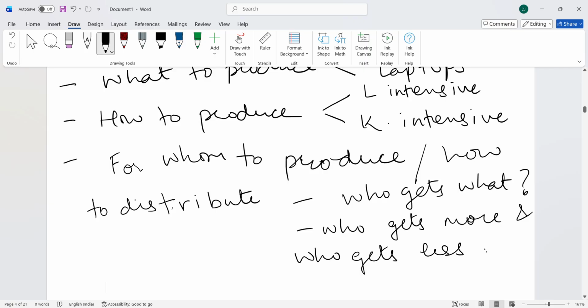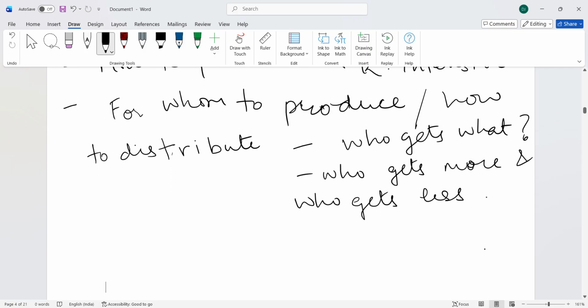Now, these basic economic problems are resolved differently with different economic systems, right? The way these three basic economic problems are resolved depends upon what economic system is actually working in that particular economy. So these three basic economic problems bring us to our next topic, which we call economic systems.